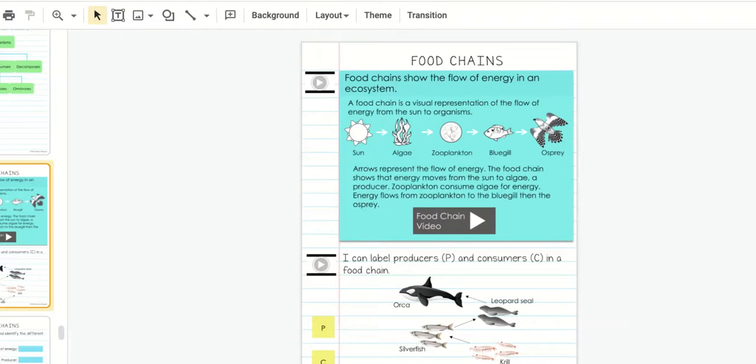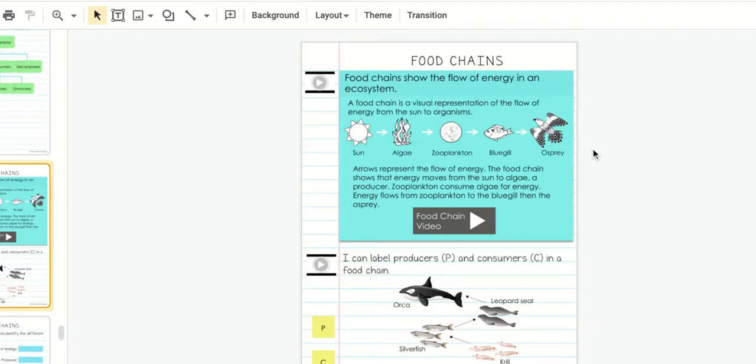A food chain is a visual representation of the flow of energy from the sun to organisms. So, we start off with the sun, and the sun is where producers get their energy from to create their food through photosynthesis. Then those producers are eaten by a consumer, which is often eaten by another consumer, which would be a second consumer, which is often eaten by a third consumer.